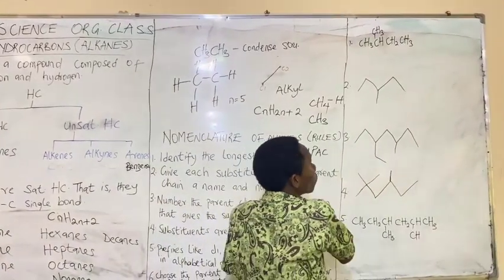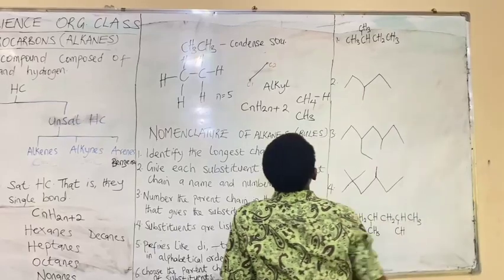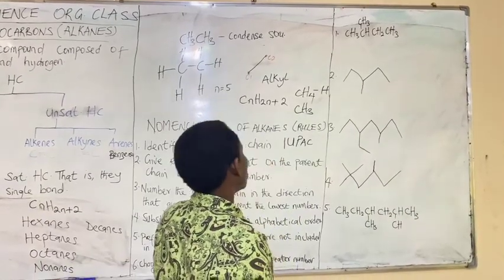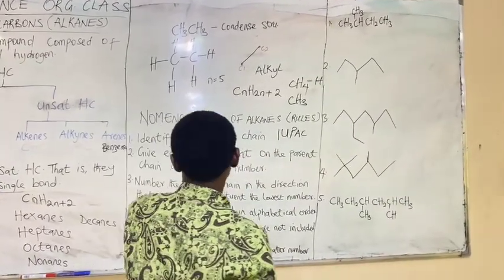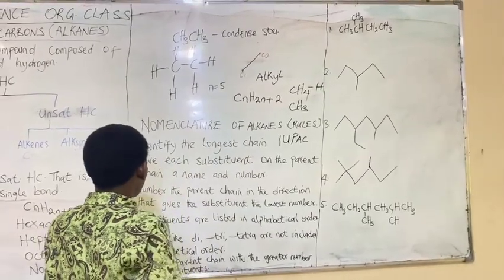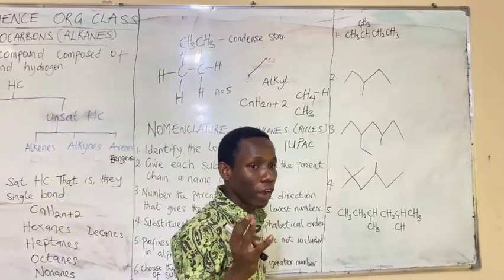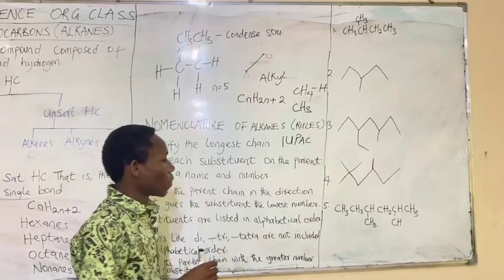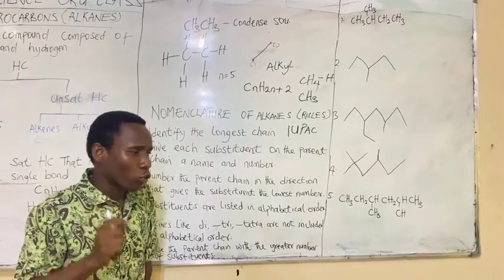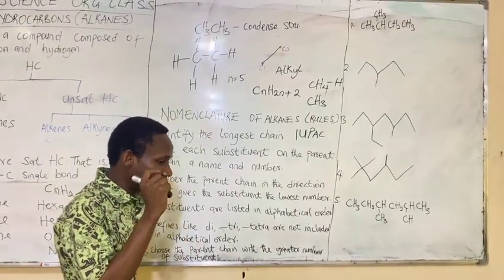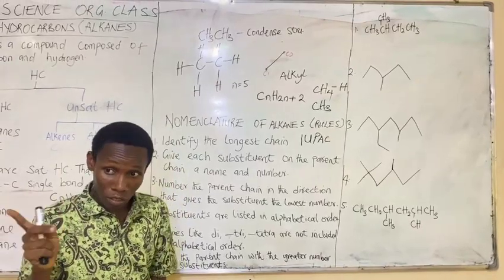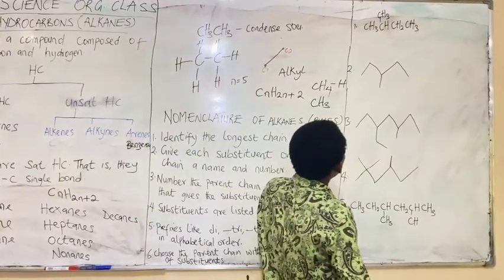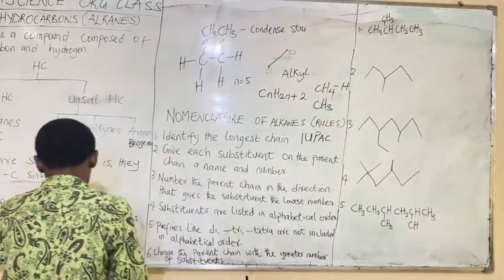Alright, let's name this first compound here, the first hydrocarbon there. The first rule says we should do what? We should identify the longest chain. That should be the first thing that will prick your mind. You should always remember, identify the longest chain. Alright, what's the longest chain here? I'm going to use our red marker.